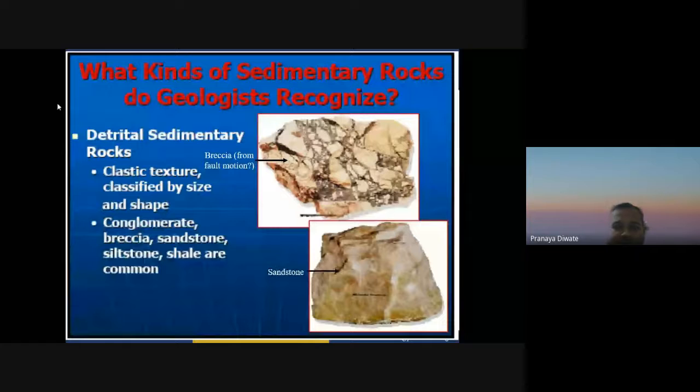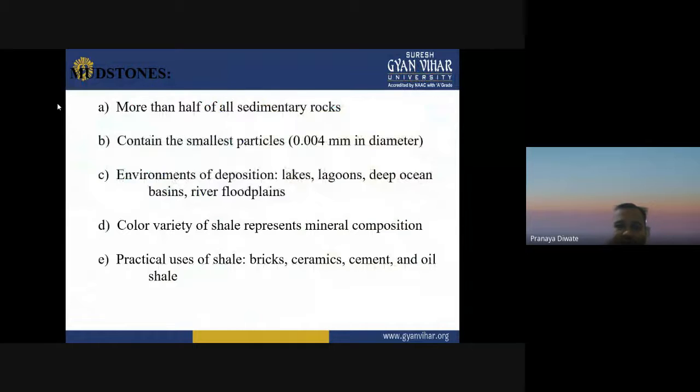Then you have detrital sedimentary rock. In detrital sedimentary rock, conglomerate, breccia, sandstone, siltstone and shales are common. Then you have mudstone. Mudstone makes up more than half of all sedimentary rocks, and it contains the smallest particles. Then you have the environment of deposition: lakes, lagoon, deep ocean basin, river floodplain.